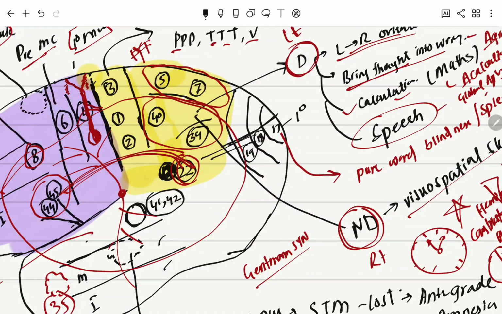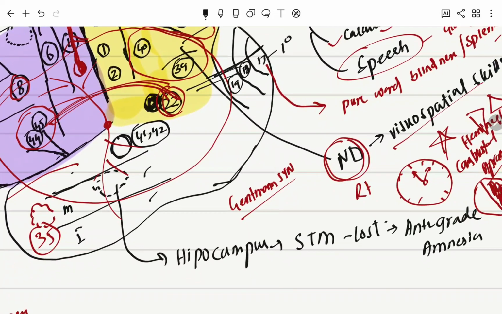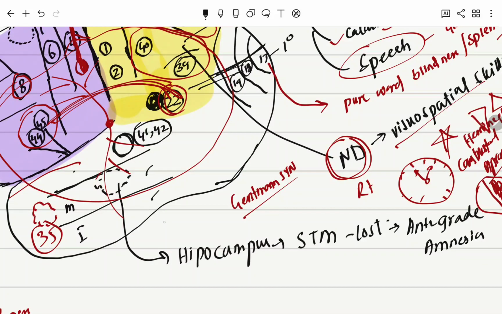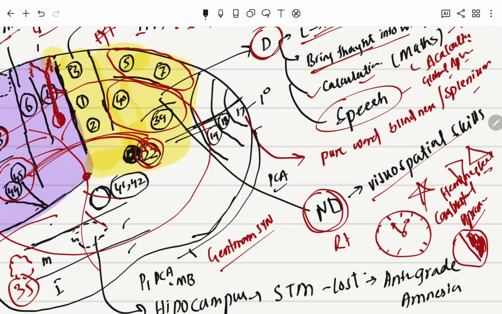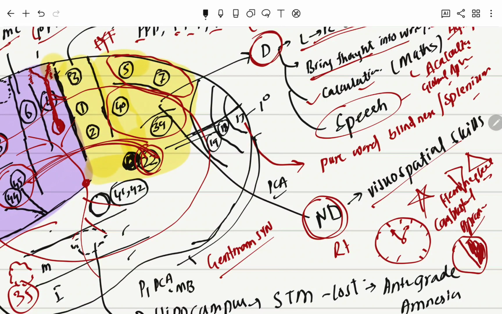The MCA is also going to supply it, and then we have another branch, the P1 segment of the posterior cerebral artery, which is going to supply the midbrain. And then the P2 segment, the rest of the posterior cerebral artery, is going to supply the occipital cortex.